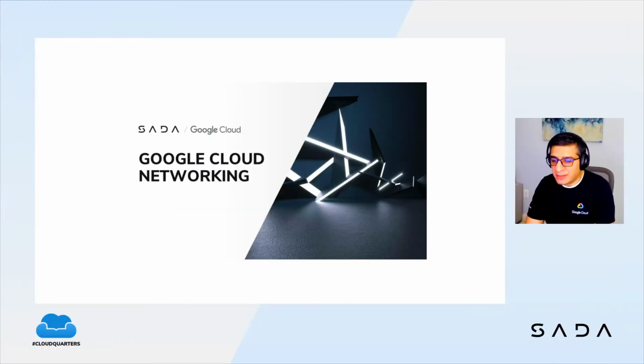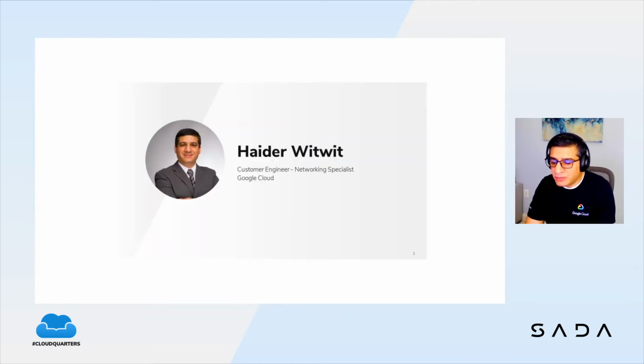My name is Haider Witwit. I'm a customer engineer, networking specialist with the Google Cloud public sector team. I've been with Google for a little bit over 1 year now. During this time, I've been supporting Google customers to build and design their networking solutions on Google Cloud. Prior to joining Google, I was a solutions architect with AWS, also supporting their public sector team. And prior to my cloud experience, I was a full-time network engineer. At that time, I was building and maintaining physical data centers. This mixed experience and background helped me better understand customer pain points and how to address them in their cloud solutions.